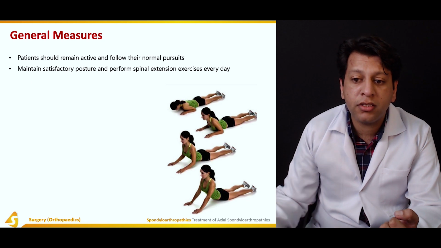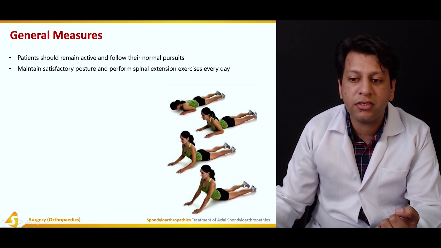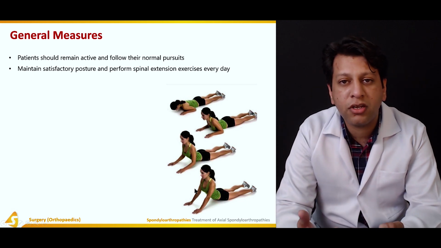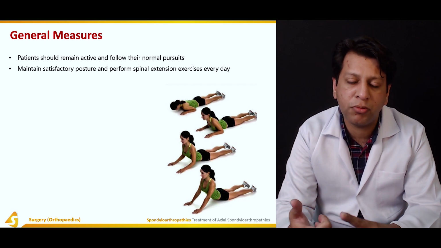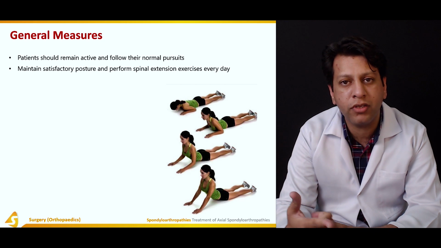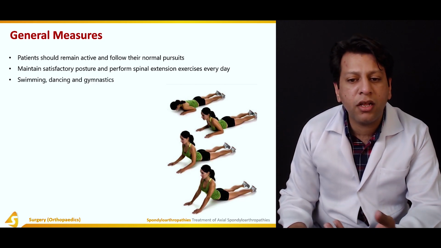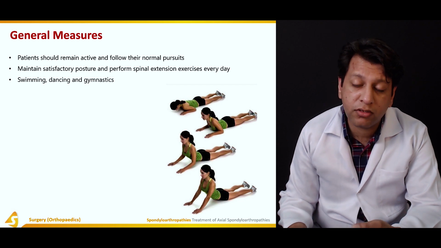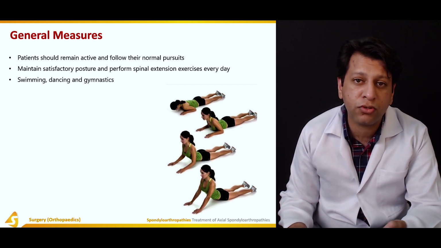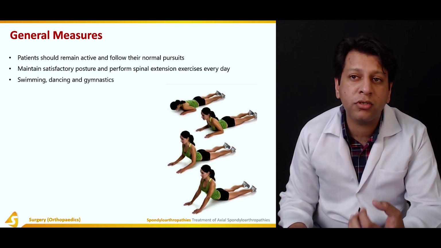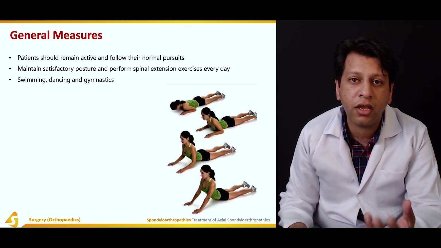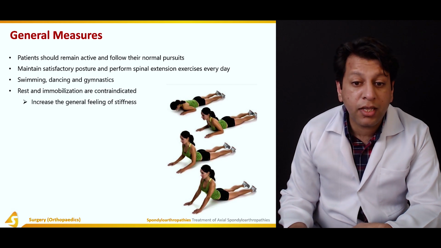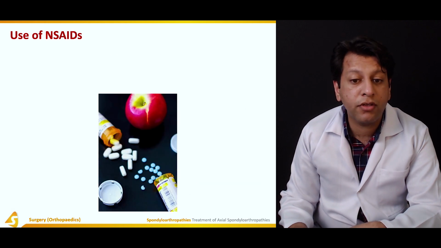As you can see in this diagram, these are some of the extension exercises. Now there are different exercise regimens, different physiotherapies recommended, but generally it involves all kinds of range of movement, that is flexion, extension, and lateral flexion of the spine. Then swimming, dancing, and gymnastics should be encouraged. If the patient was already doing something or was used to doing something, this should be encouraged, because once the patient is pain-free, these activities would actually help the patient fight the disease. Rest and immobilization are contraindicated because they increase the general feeling of stiffness.